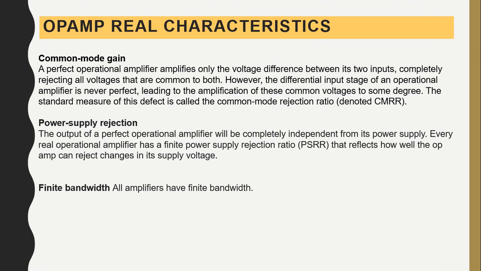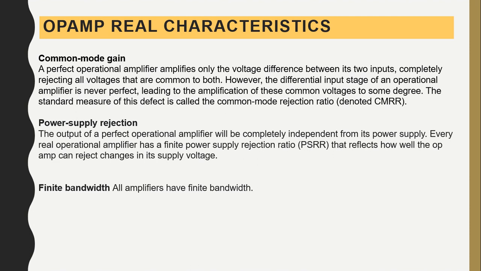In reality, these characteristics are mentioned in the following slides. Example, common mode rejection ratio. A perfect op-amp amplifies only the voltage difference between its two inputs, completely rejecting all the voltages that are common to both. However, the differential input stage of an op-amp is never perfect, leading to the amplification of these common voltages to some degree. The standard measure of this defect is called common mode rejection ratio. Generally, you can see it in the datasheet in dBs.